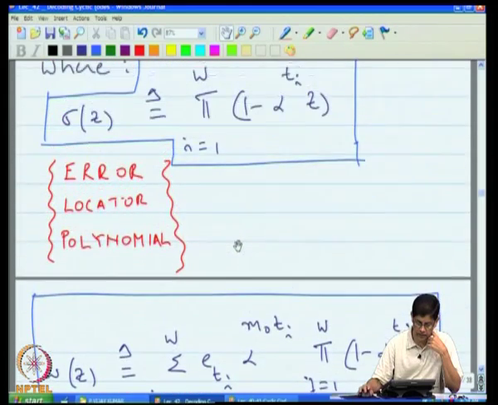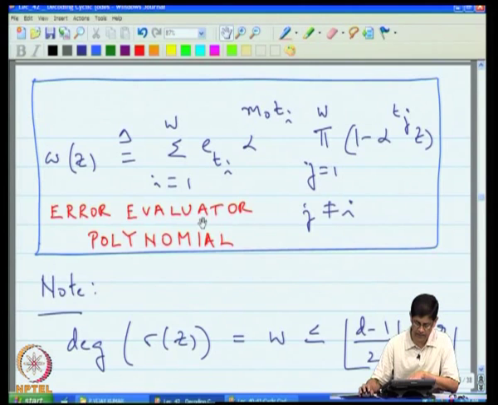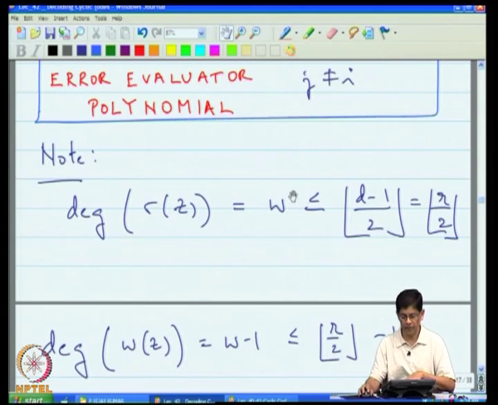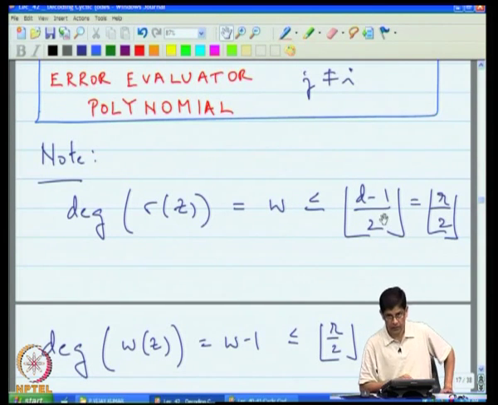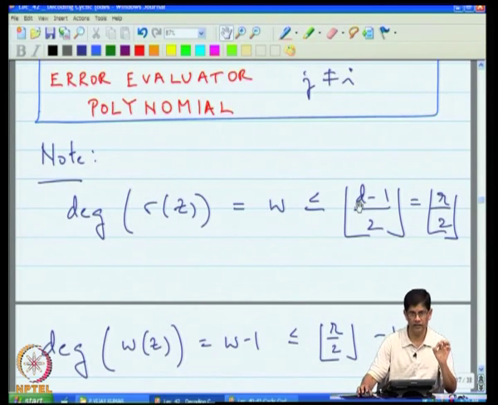And as I pointed out, the degree of sigma of z is w, which is the number of errors, and the degree of the error evaluator polynomial is 1 less than that. Since the number of errors is expected to be less than or equal to d minus 1 upon 2, w is less than or equal to r upon 2, because we defined d minus 1 to be r. Remember, d is equal to 2t plus 1, where t is the maximum number of errors you can correct. So, that is where I have derived this inequality from.